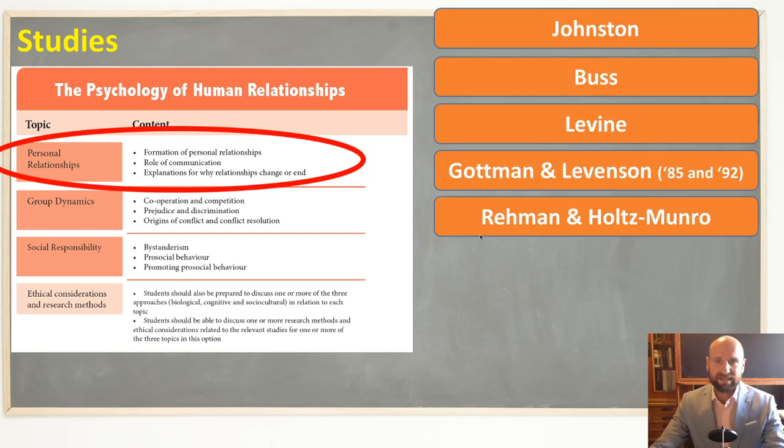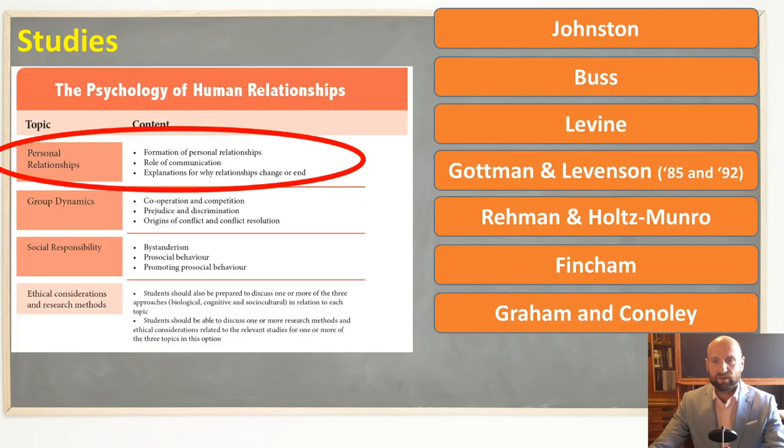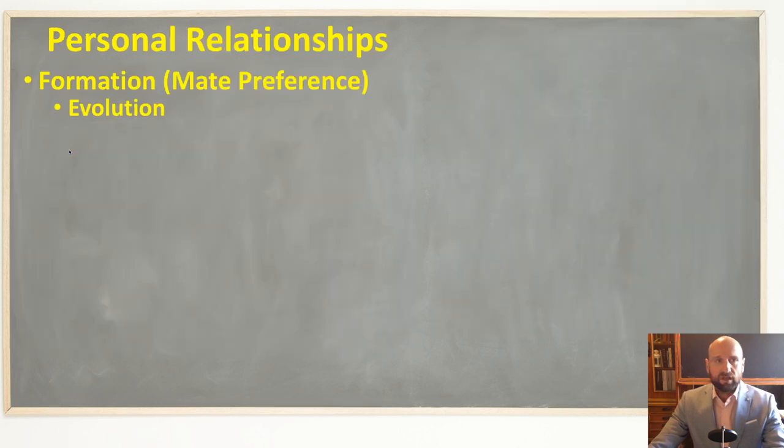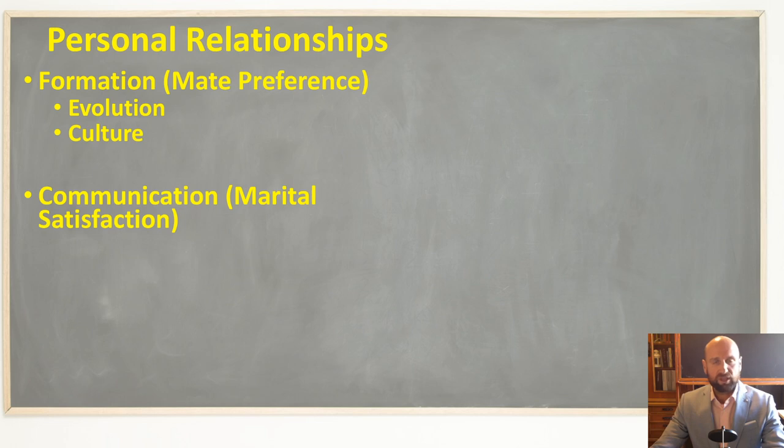Just at a glance, here are the 8 studies that we're looking at. Gottman and Levinson, just remember, there are 2 studies that we're going to look at here. So how can we use all these 8 studies to cover any possible question on personal relationships? Well, first of all, we've got the formation. The psychologists call this mate preference, or attraction is another word you might use. Then communication and its link with marital satisfaction. The examples here are the 5-1 rule and the 4 horsemen as devised by Gottman.